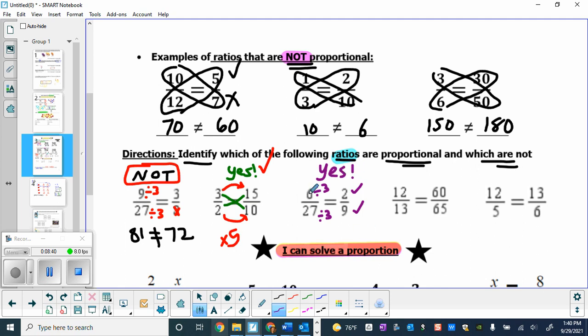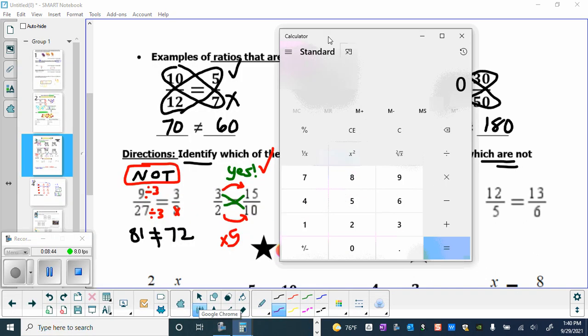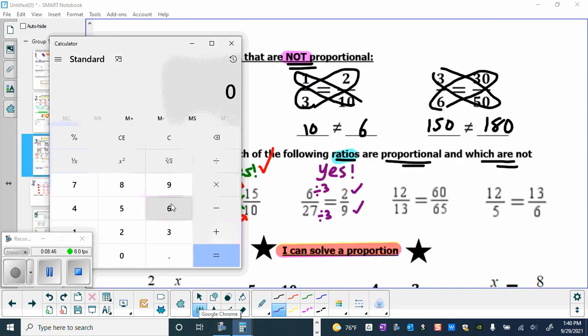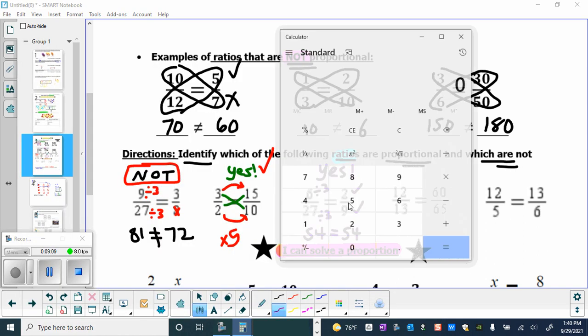Now the cross multiplying thing that I showed you guys, let's just see that in the calculator lightning fast. If we do 6 times this 9, most of you remember that that's a 54. And if we do 27 times 2, that's also a 54. So since we get the same answer, 54 equals 54, we know that this right here is a proportion.